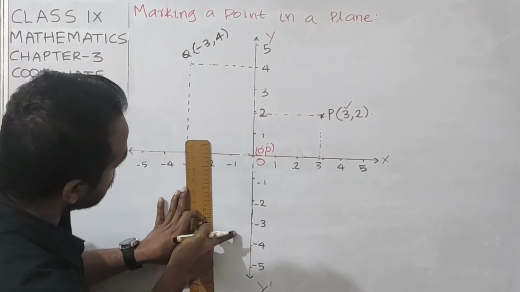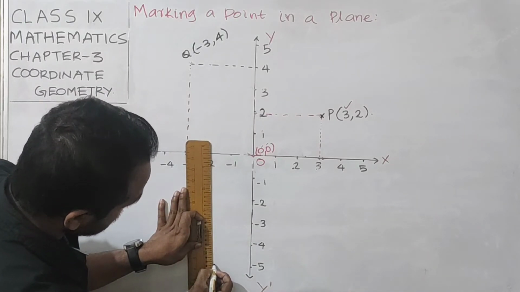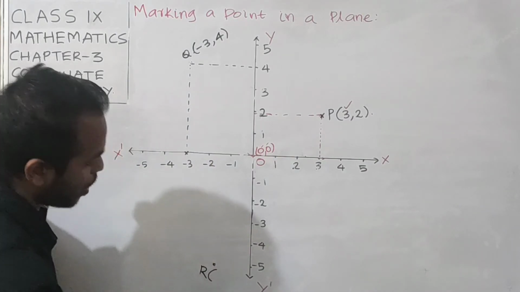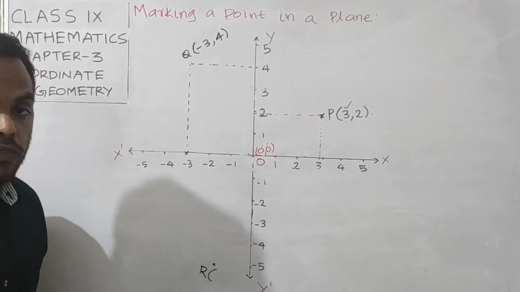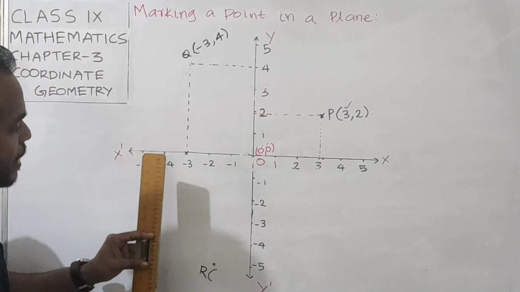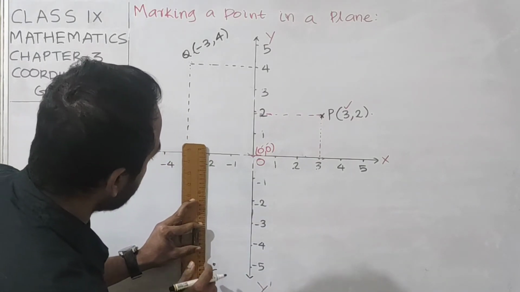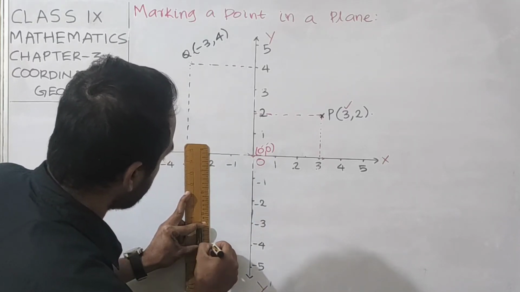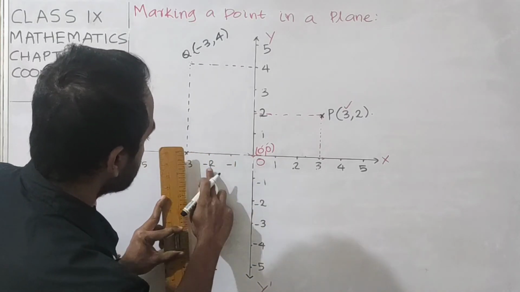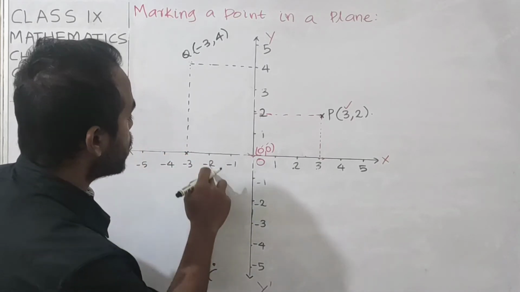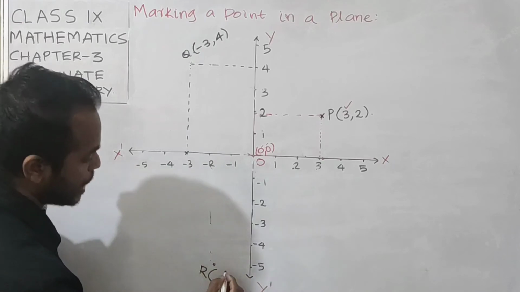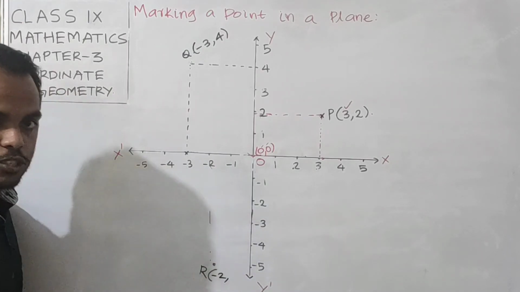Let it be like this. Let's name it as R. Now, what will be the coordinates of R? First, we need to find the x coordinate. So we will see where the point coincides in the x-axis. If we draw a line like this, it's going towards 2. So, is it positive 2? No, it's negative 2. So, I'm going to write -2.